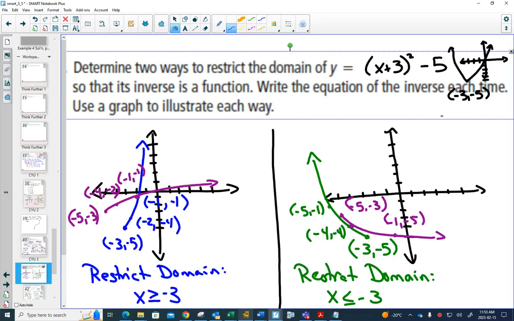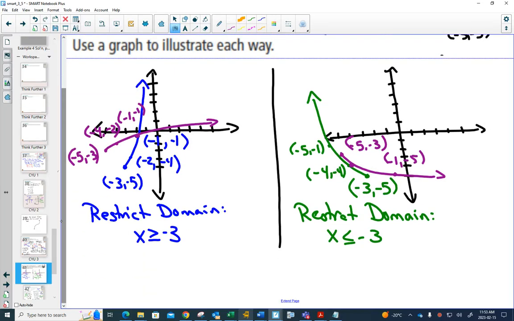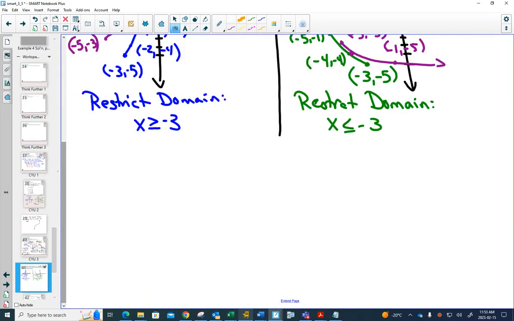So now I've used the graph both times. The last thing I need to do is I need to show my equation for both of them. So how do you find the equation? You switch x and y and solve algebraically. I'm going to do that in black. We'll leave some space here. Right? I'm going to take my equation. I'm going to switch the x and the y values.